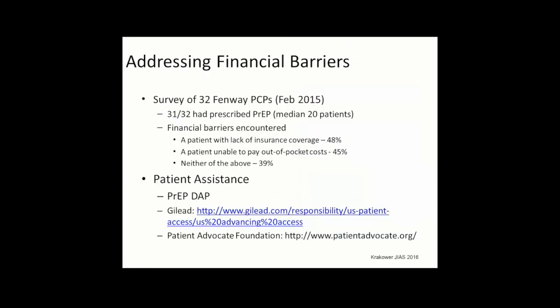So finally, financial barriers are a consideration, and it's great to see NASTAD has excellent resources for addressing this as part of the larger series. We did a survey of the 32 Fenway primary care providers who had prescribed PrEP as of 2015. At that point, they had a median of 20 patients on PrEP each. So again, a unique place in that it's really a normative process to provide PrEP there. But about half the providers said they had at least one patient, if not more, who had encountered insurance barriers or copay challenges with getting access to PrEP.